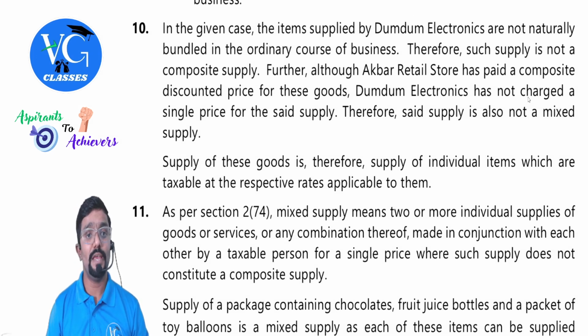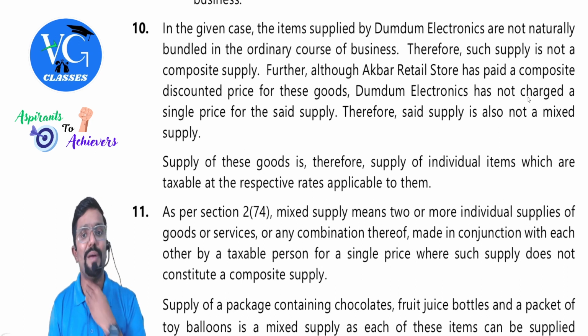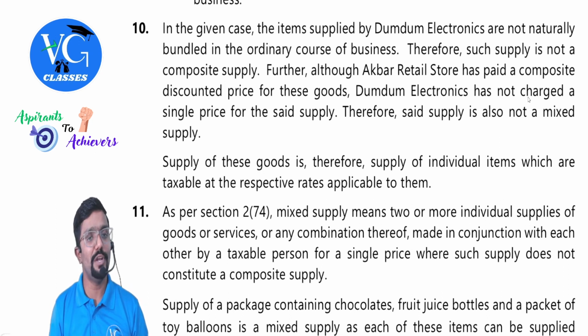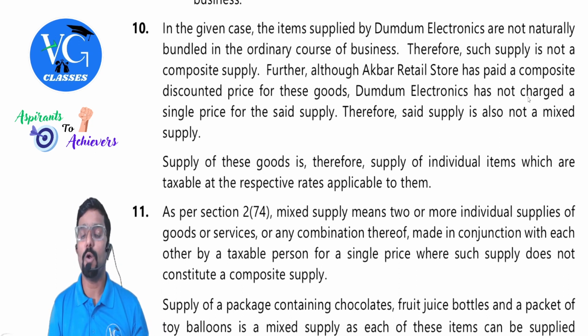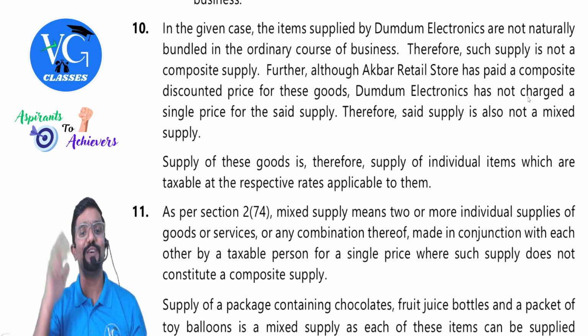In the given case, the answer is less than the question length. In the given case, the items supplied by Dum Dum Electronics are not naturally bundled in the ordinary course of business. Therefore, such supply is not a composite supply. Further, although Akbar Retail Store has paid a composite discounted price for these goods, Dum Dum Electronics has not charged a single price for the said supply.